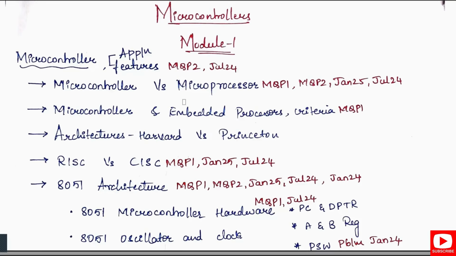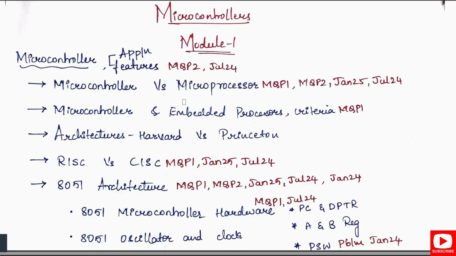Today I'm starting a new series on microcontrollers, BEC405A, for the VTU 4th semester, 2022 scheme. This is Module 1, Part 1, where you will have clear, topic-wise handwritten notes, and this will give you a better understanding and help you remember faster. In this Part 1 video, I will be covering what the microcontroller and microprocessor difference is, microcontrollers and embedded processors, architecture, that is Harvard versus Princeton, RISC versus CISC, and the 8051 architecture.